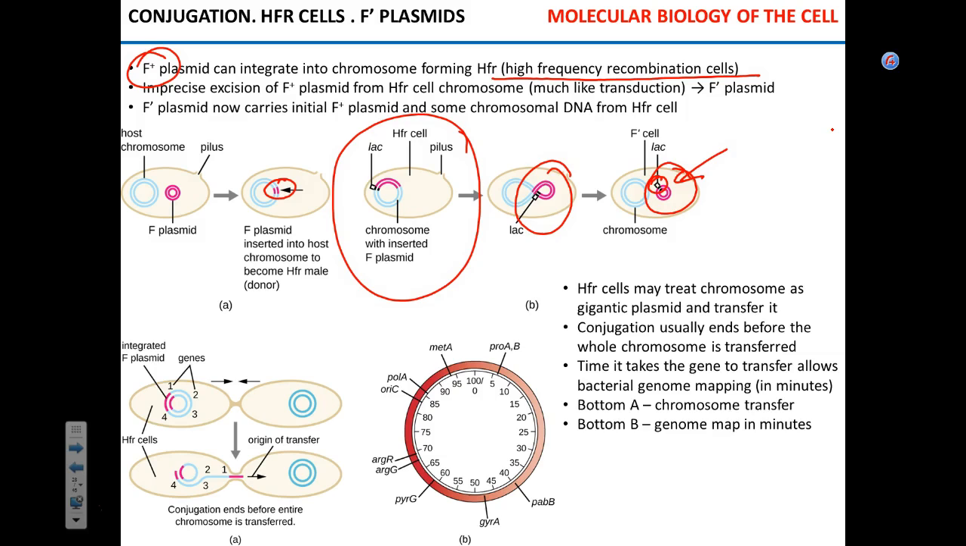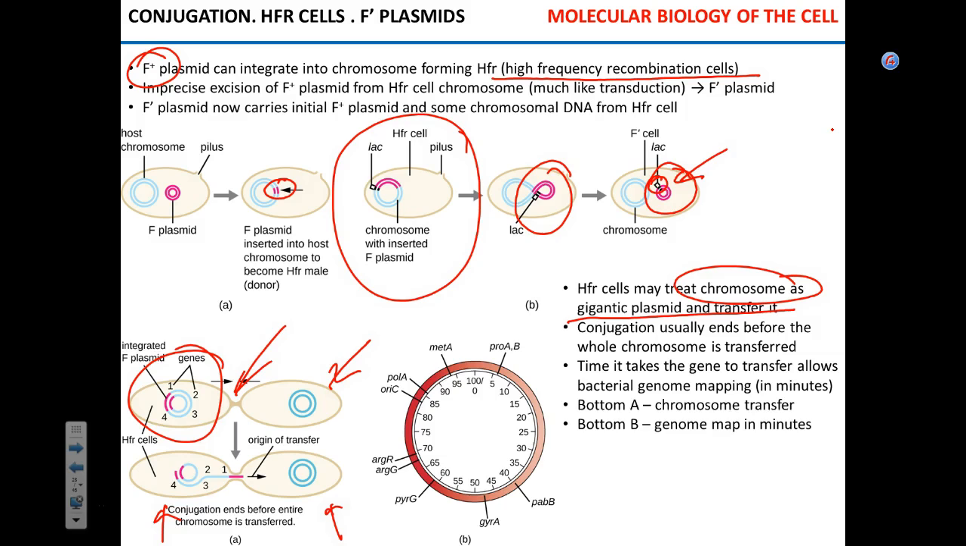Does that make sense? In some cases, such HFR cells, when they form a bridge using a pilus with a donor cell, may attempt to transfer the entire bacterial chromosome. Essentially, these cells will start to treat the chromosome, their own chromosome, as a gigantic plasmid. Now, plasmids are usually not really large. They may be about 10,000 nucleotides. On the other hand, the chromosome is huge, right? It can be 5 million nucleotides. So there's no way the entire chromosome can be transferred from one cell to another. Does that make sense?